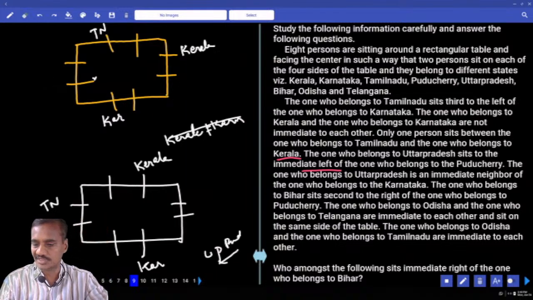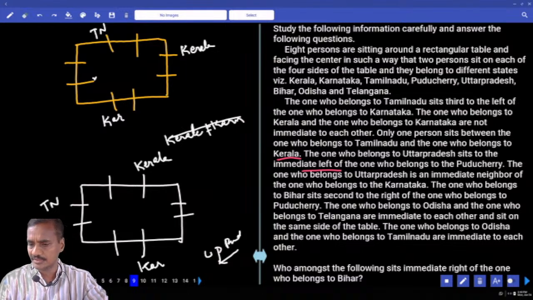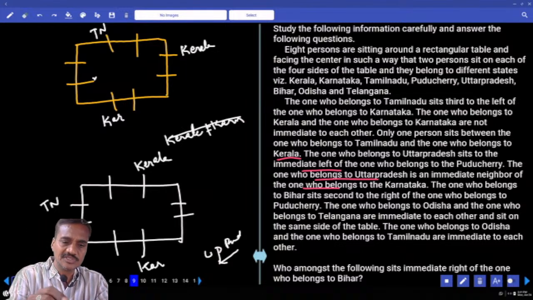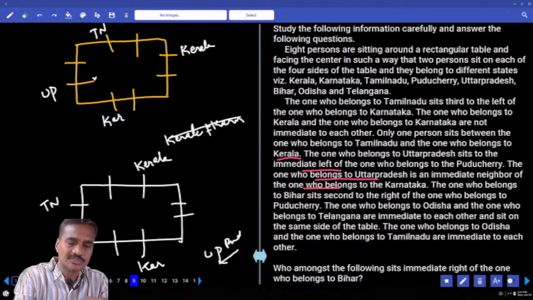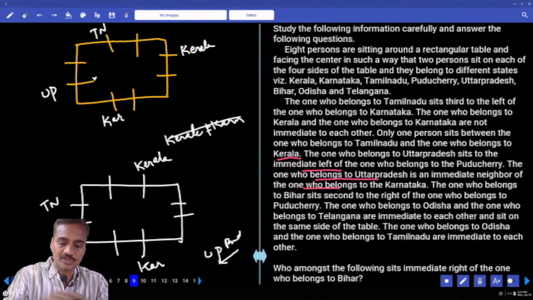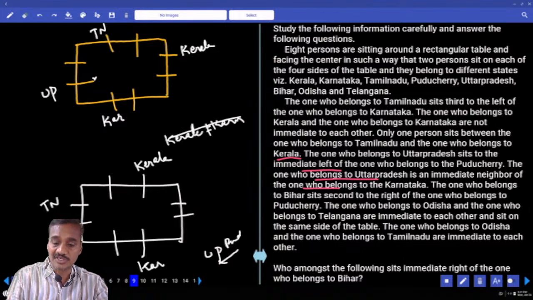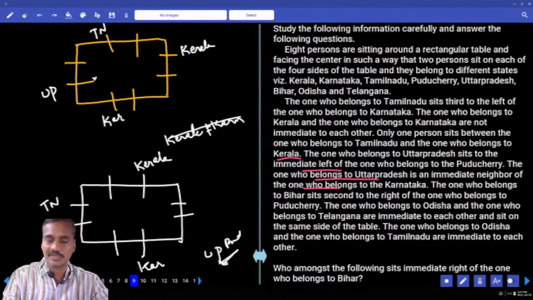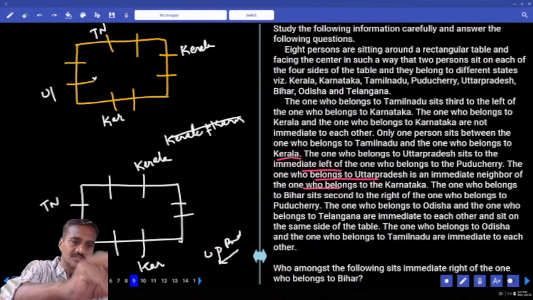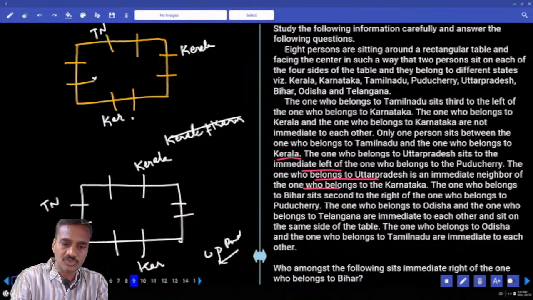And UP is an immediate neighbor of the one who belongs to Karnataka. UP is an immediate neighbor of Karnataka. And can we have UP at this place? Then UP must be on the immediate left-hand side of Puducherry, which is not possible, because all the persons are facing towards the center. Follow here. Hence UP is here.